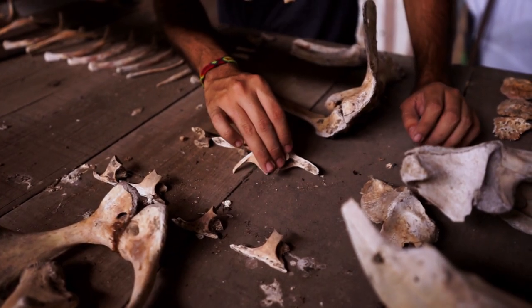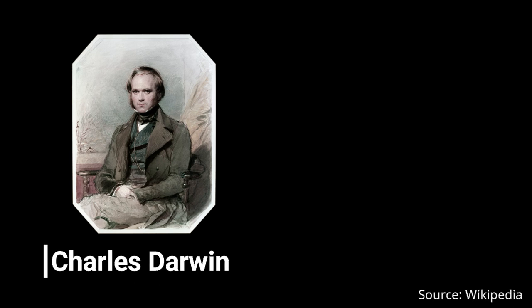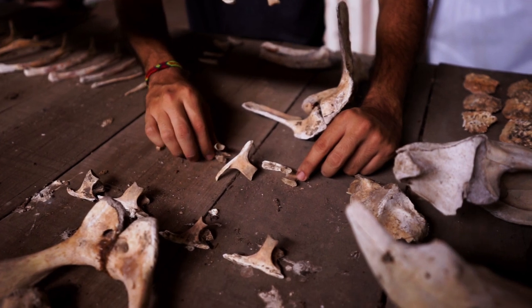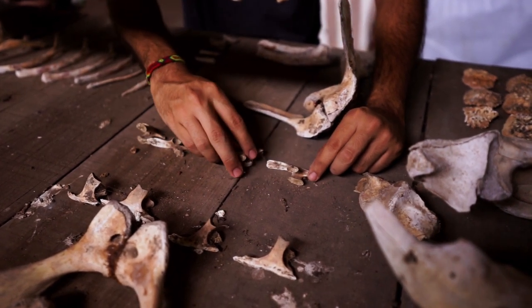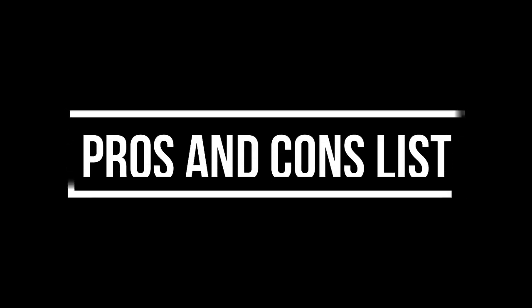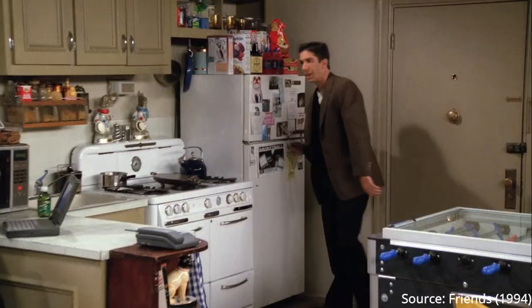Let's start with two scientists who were really into fossils, Charles Darwin and Ross Geller. Great minds think alike, so it shouldn't be surprising that the two men used a simple yet powerful technique to think through important decisions, a pros and cons list. Let's start with Ross. He had to choose between Julie and Rachel.